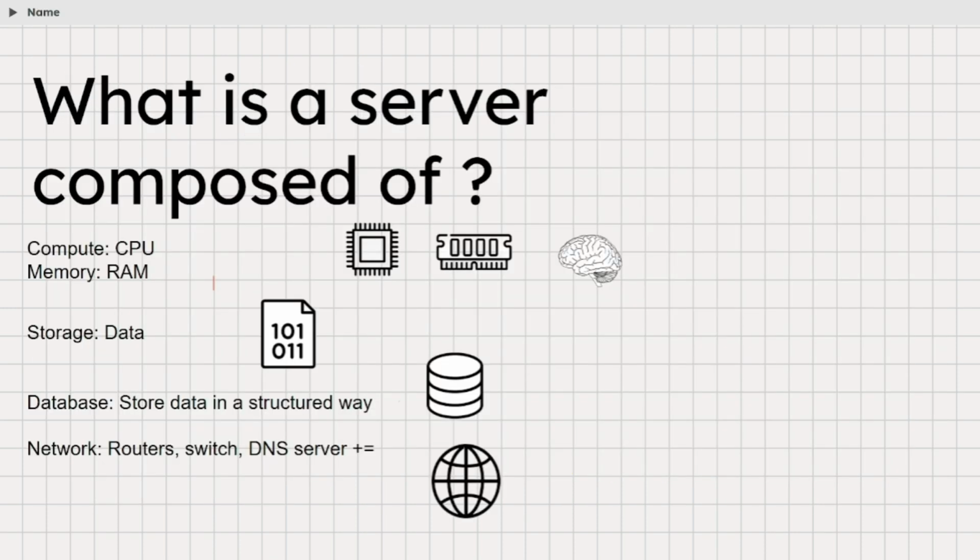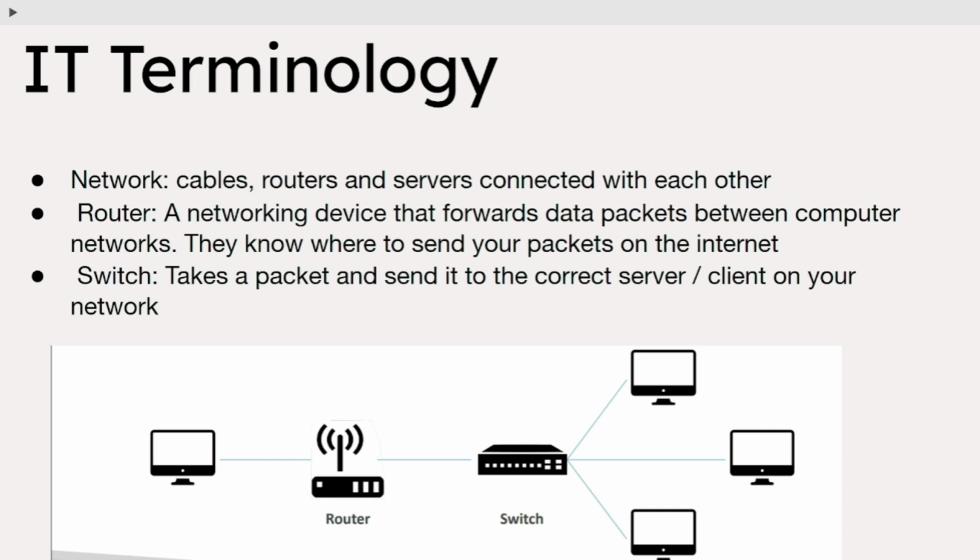And what is a server composed of? A server has multiple components: compute power through CPU and memory, storage for data, and a network layer including routers and DNS. Together they make cloud services function smoothly.